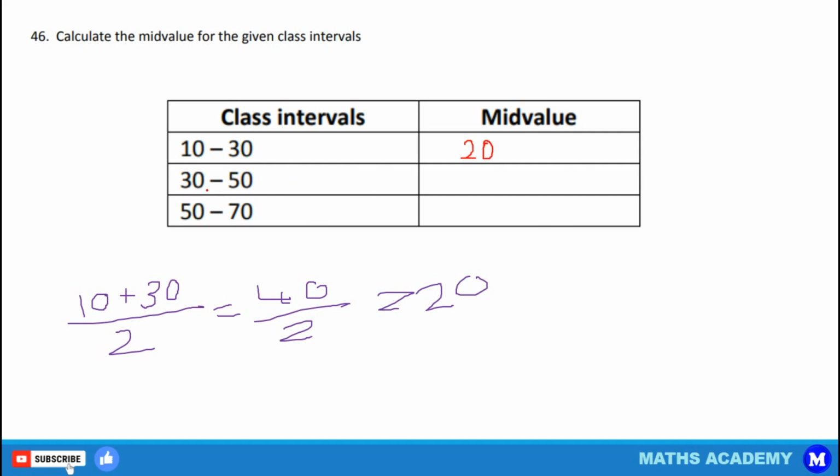So now if we see the next one, 30 to 50. So you add these two values, that is 30 plus 50, you get 80, and you divide that by 2, you get 40. And 50 to 70 class interval, the mid value will be 70 plus 50, that will give you 120, and if you divide that by 2, you get 60. So I hope you understood it. With that, let's move on to the next slide.